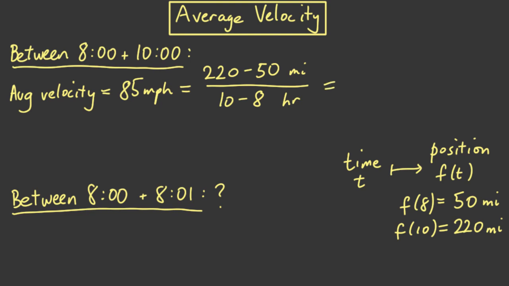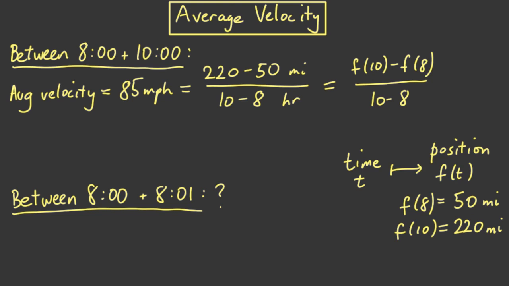So in our new notation, this is f of 10 minus f of 8 on top, divided by 10 minus 8. So our numerator here is the change in position, and our denominator is the change in time. And when you divide those two, we get our average velocity of 85 miles per hour.